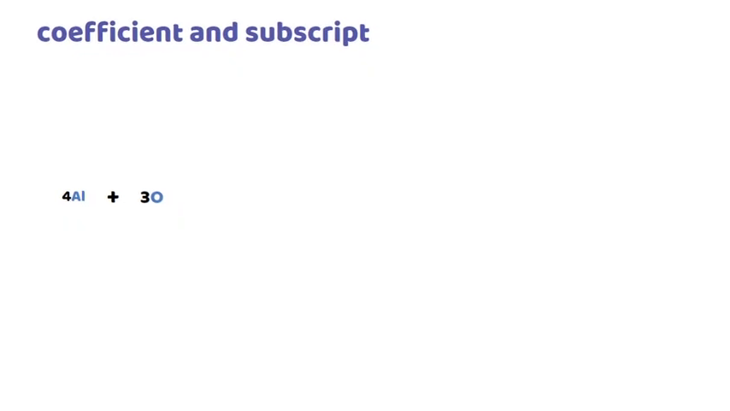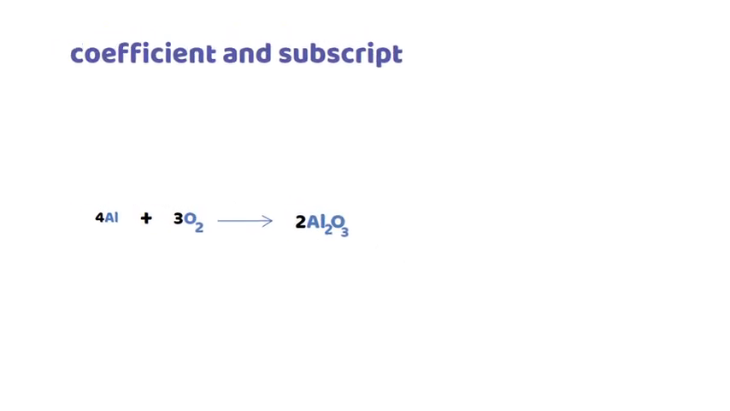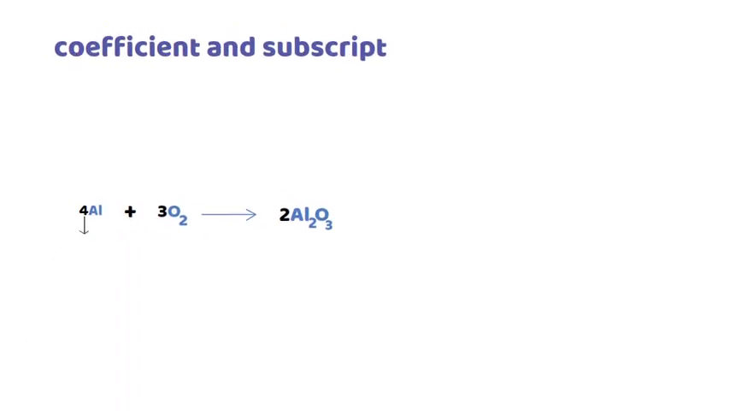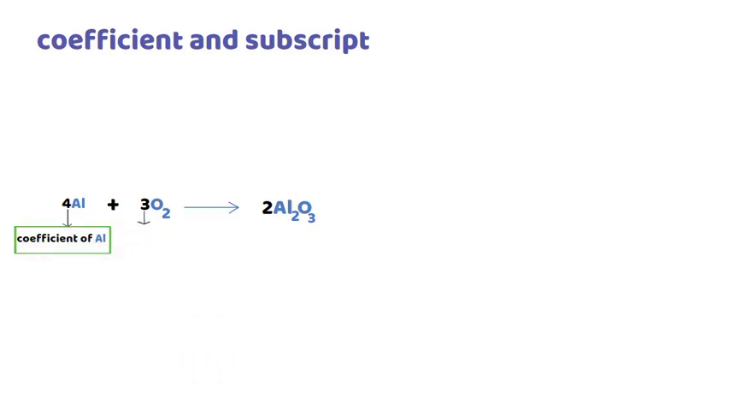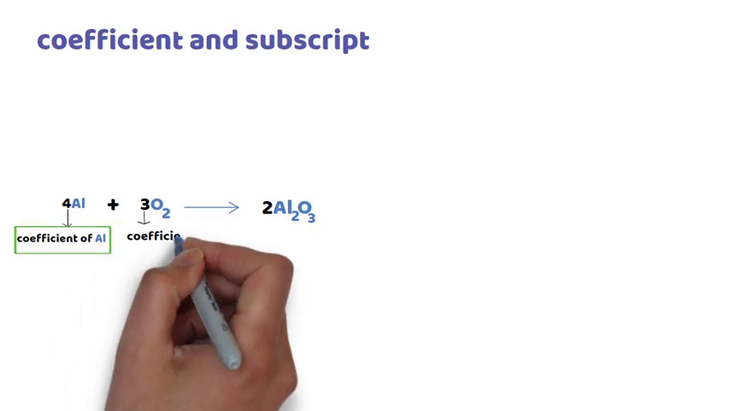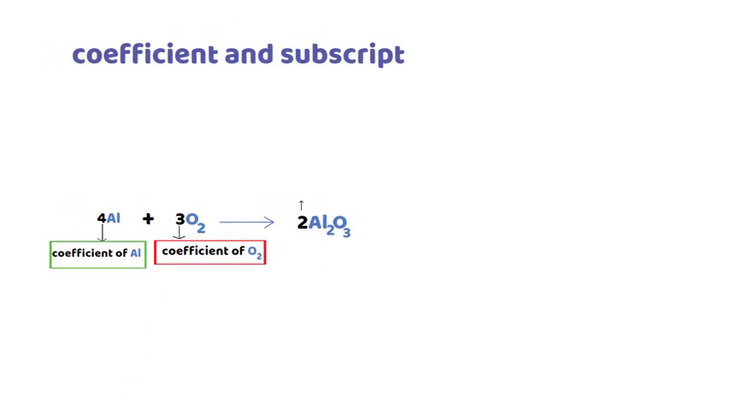4 moles of aluminum react with 3 moles of oxygen molecule to form 2 moles of aluminum oxide. Now this 4 is the coefficient of aluminum and this 3 is the coefficient of oxygen molecule. When you come to the product side, this 2 is the coefficient of aluminum oxide.